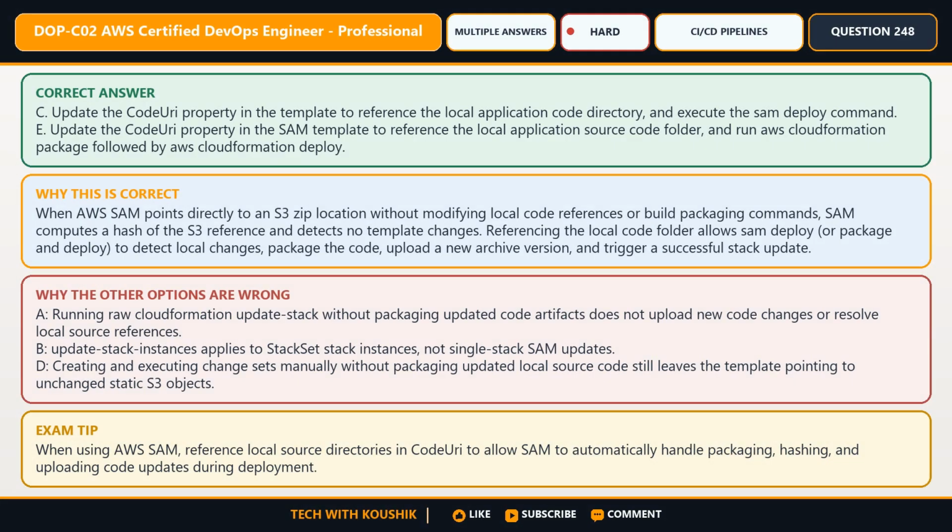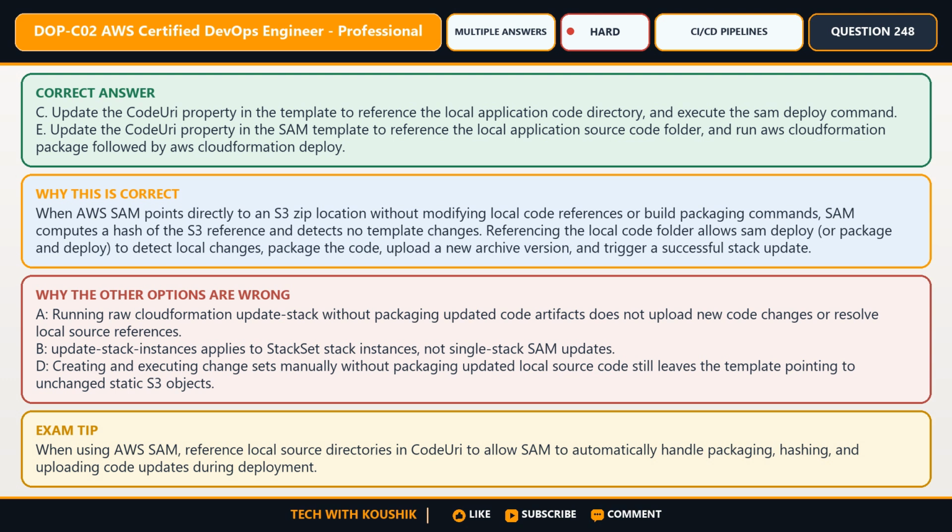The required selections are option C. Update the CodeUri property in the template to reference the local application code directory and execute the SAM deploy command, and option E. Update the CodeUri property in the SAM template to reference the local application source code folder and run AWS CloudFormation package followed by AWS CloudFormation deploy. This works because when AWS SAM points directly to an S3 zip location without modifying local code references or build packaging commands, SAM computes a hash of the S3 reference and detects no template changes. Referencing the local code folder allows SAM deploy or package and deploy to detect local changes, package the code, upload a new archive version, and trigger a successful stack update.